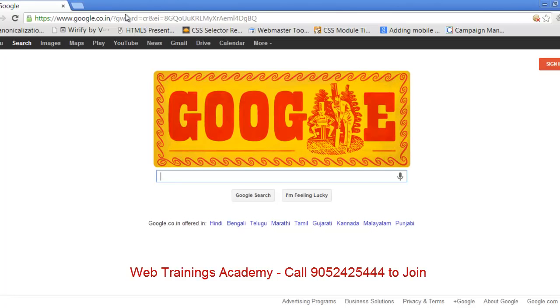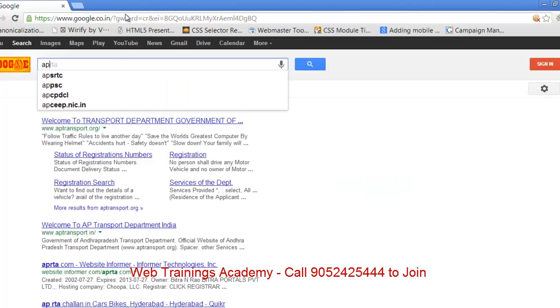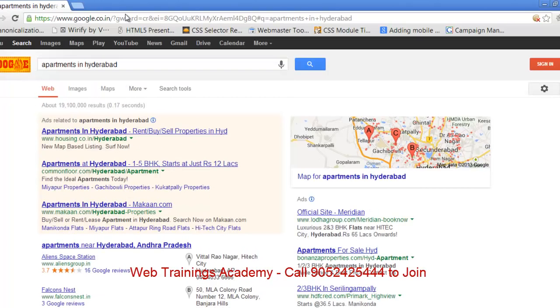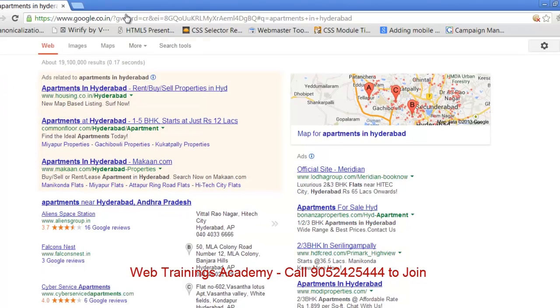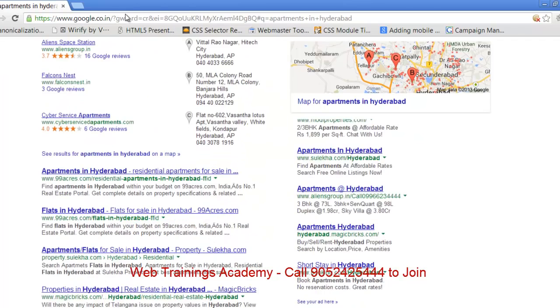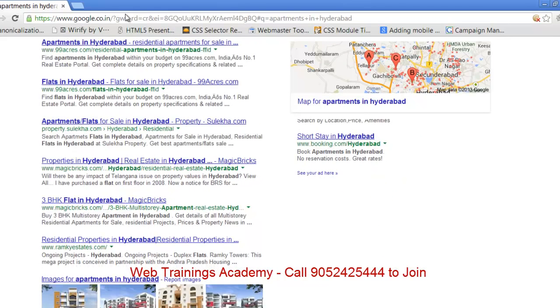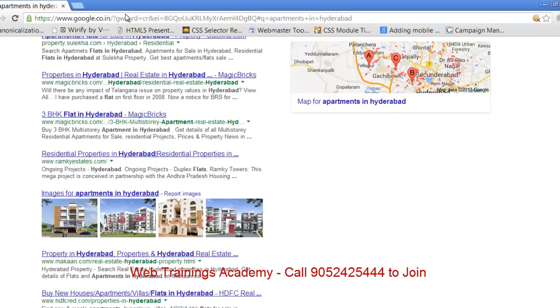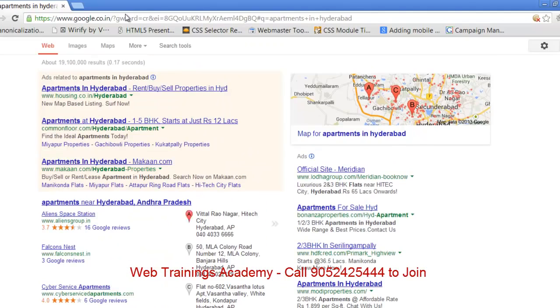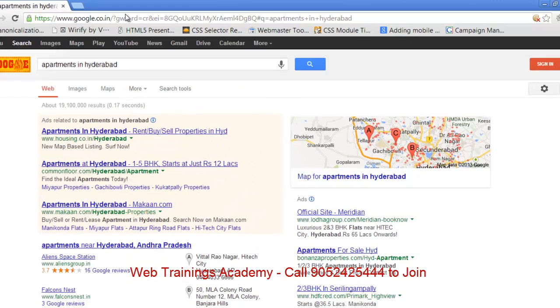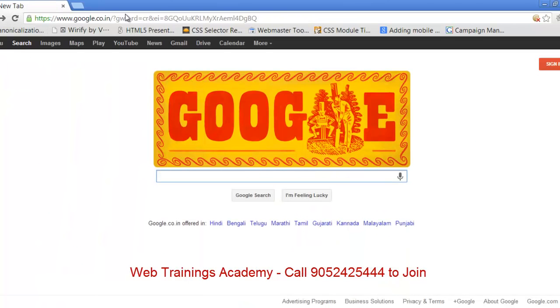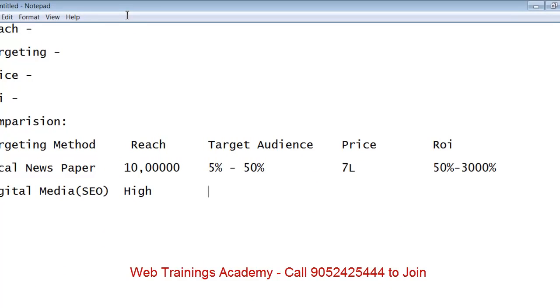So if someone is typing a keyword, say apartments in Hyderabad, you see automatically we got so many different keywords. Now we got some ads over here. We have got some SEO rankings here, 99acres website, Sulekha website. Now we can clearly say that if a person searches for this keyword, he has some intention to purchase the product. Am I right? He has some intention to purchase a product, or to do research about a product. He wants to find out rates. That is his intention.